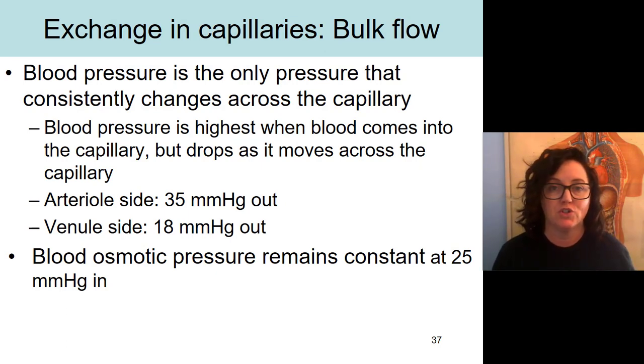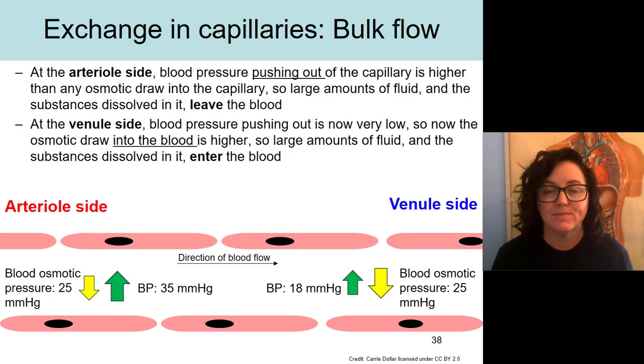Blood osmotic pressure is at about 25 millimeters of mercury, and it does not change across the capillary because it's due to that protein albumin in the blood plasma, and that protein concentration is not changing across the wall of the capillary, so that pressure does not change. Now that we have some numbers to associate with this process of bulk flow, we can compare the numbers and just see which one's bigger, and then we know who the winner is.